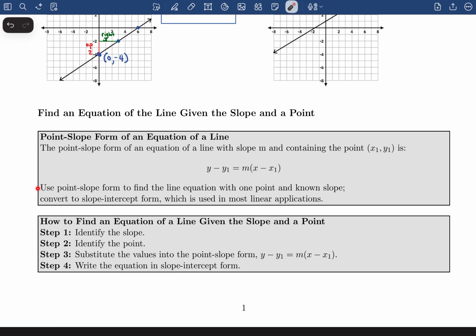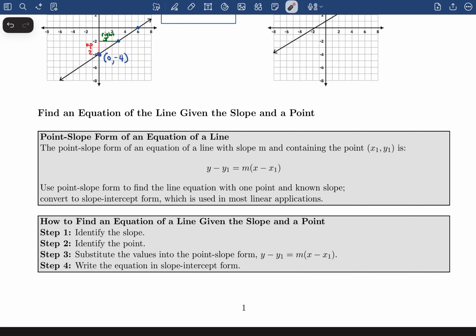Now, look at this information. Use point slope form to find the line equation with one point and a known slope. And what we'll do once we get those values input is we'll convert this into slope-intercept form. So we are going to take this equation, point slope form, and convert it to slope-intercept form, which is used in most linear applications, right? Slope-intercept form is our favorite. It's y equals mx plus b. It's the simplest form of a line.